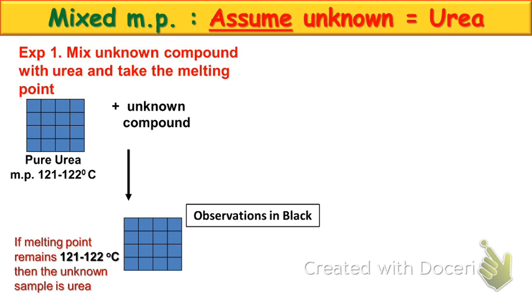So what we're going to start off with is assume that it's urea. Our unknown is urea. So we're going to take a sample of urea and we're going to mix our unknown with it. Well, if we're right, we took urea and we took some more urea and we put them together and we made urea. So what happens to the melting point? Doesn't change. It's the exact same compound, exact same mixture.